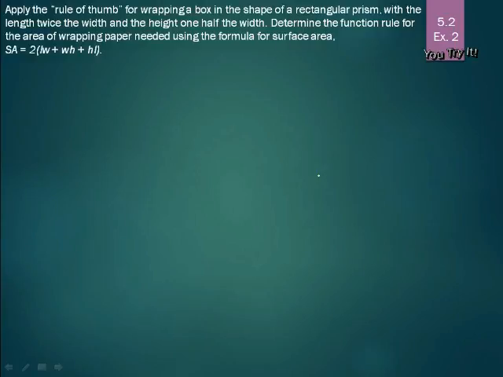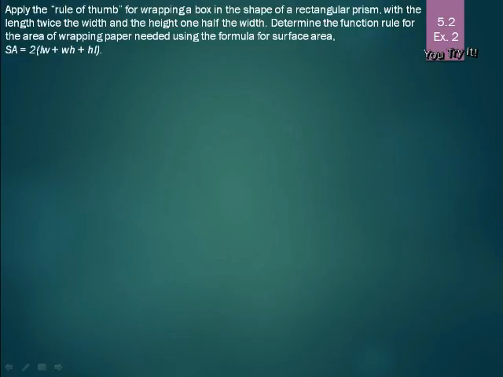Apply the rule of thumb for wrapping a box in the shape of a rectangular prism with the length twice the width and the height one-half the width. Determine the function rule for the area of wrapping paper needed using the formula for surface area. SA equals 2 times LW plus WH plus HL.